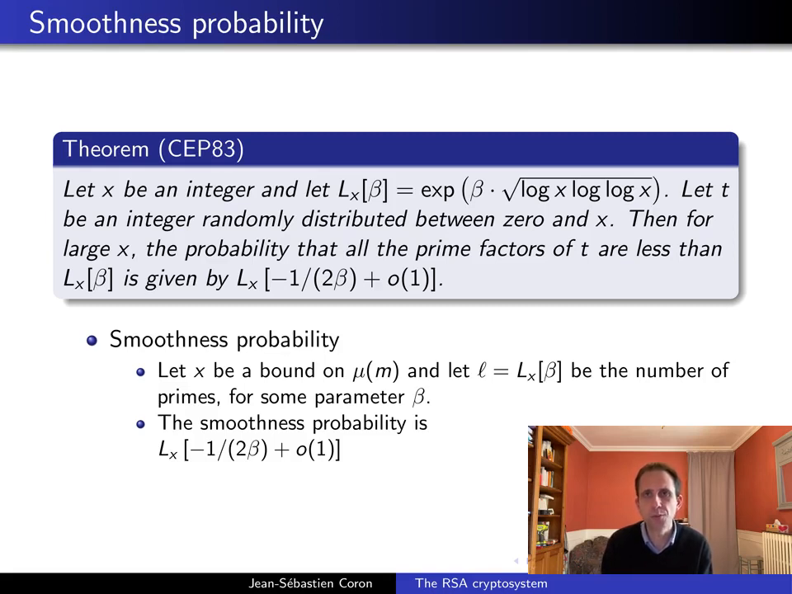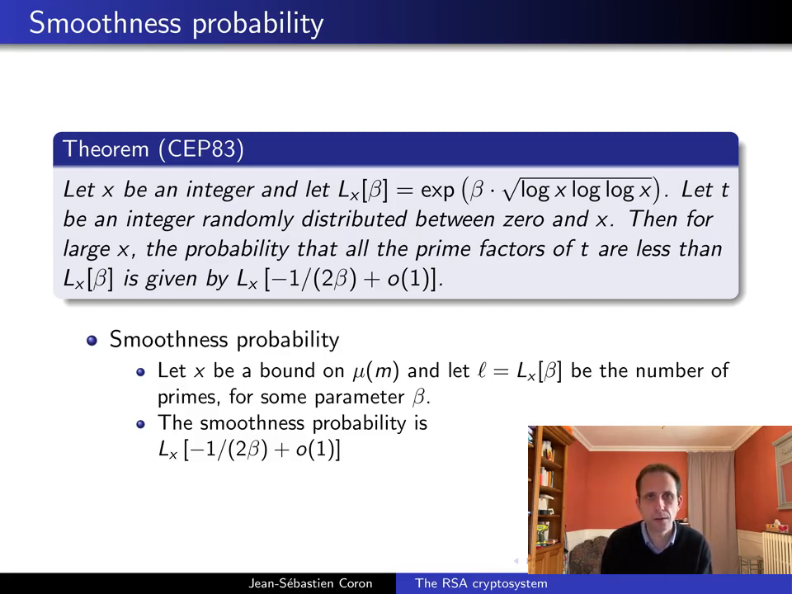So we would like to compute the success probability of this attack and the complexity of this attack. But for this, we have to estimate the probability that an integer is smooth, that it can be factored into small primes only, because this is what is going to determine the complexity of our attack.